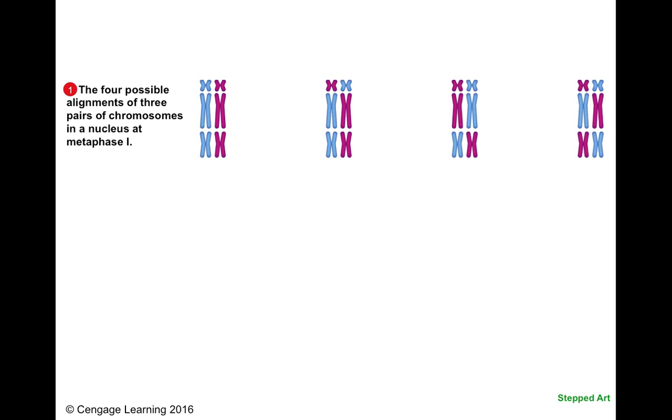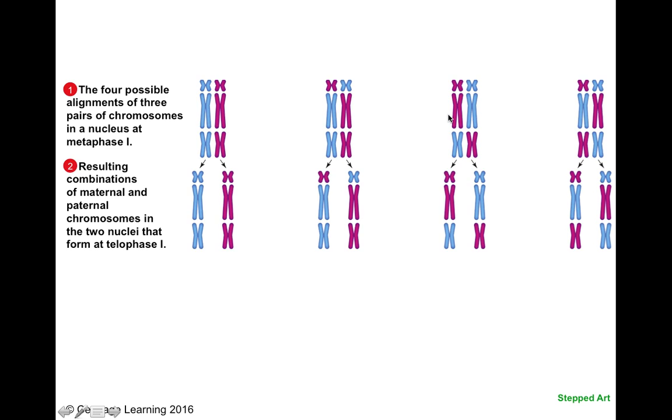Okay, so here's some 4 possible alignments. They went ahead and put metaphase 1. All the blues happen to be on this side. All the reds happen to be on this side. Here we got 2 blues and a red, 2 reds and a blue. Here we got 2 reds and a blue. And here we got 2 different reds in the middle blue. So they're just randomly organized at metaphase.